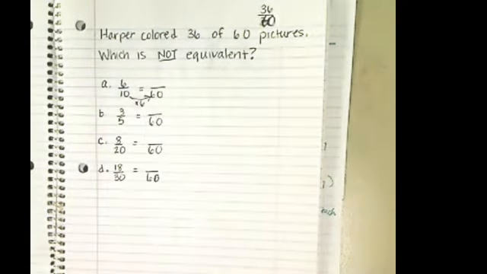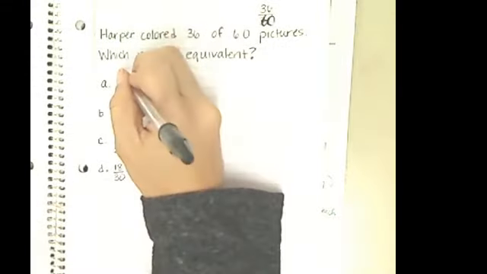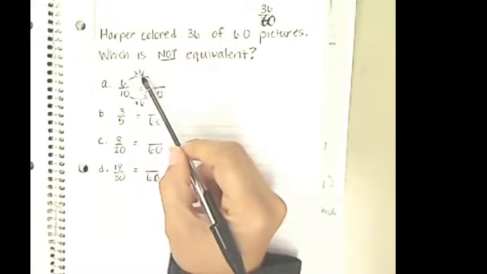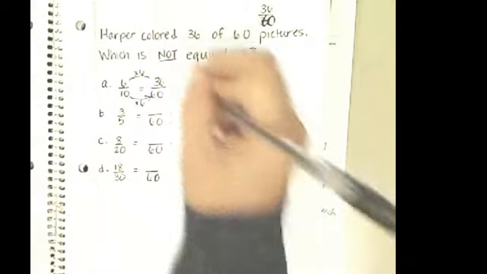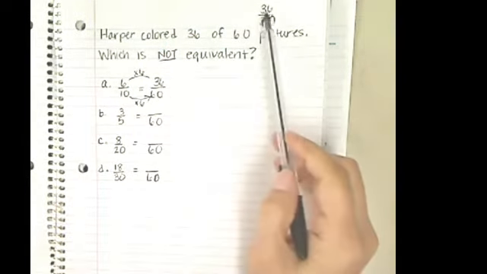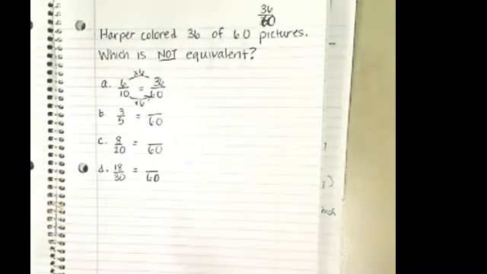And we know from our process chart of finding equivalent fractions, whatever we do to the bottom, we also have to do to the top. So let's see here. If I multiply times 6 on the bottom, let's go ahead and multiply times 6 on the top. 6 times 6 is how much? It's 36. And look at that. That is equivalent. So this is not the one that we want.